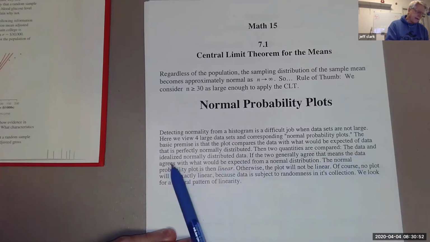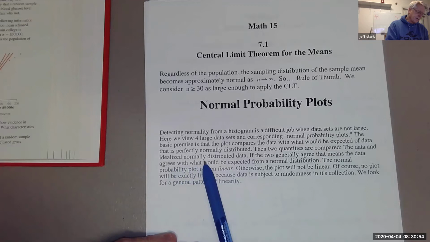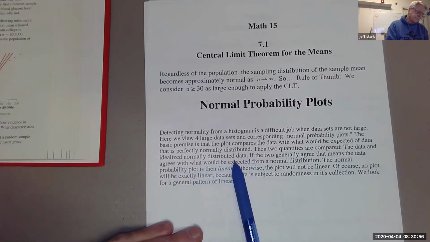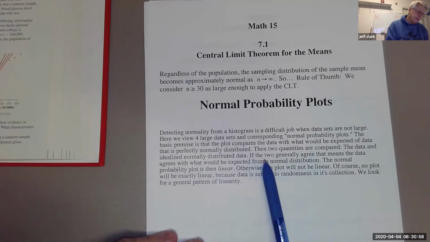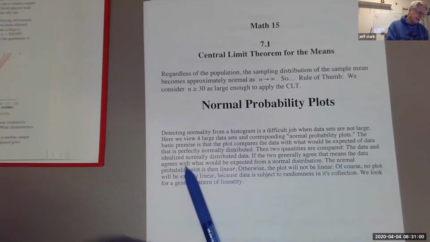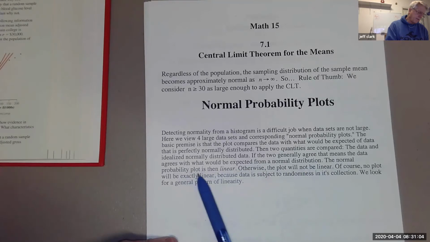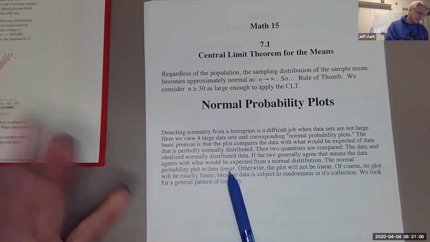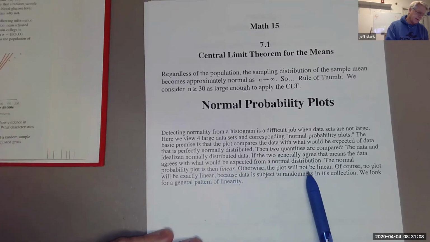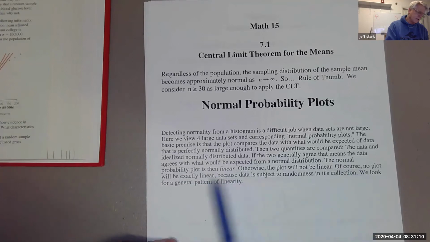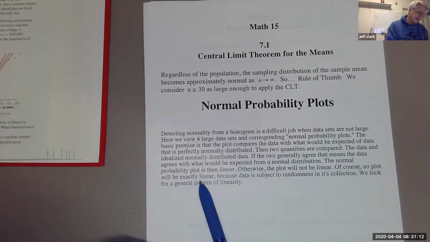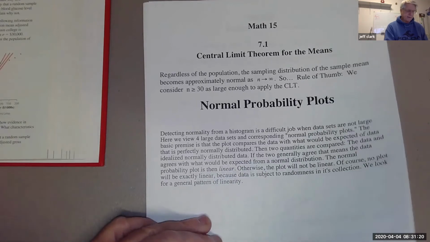The data and the idealized normally distributed data, that's what's being compared. If the 2 generally agree, that means the data agrees with what would be expected from a normal distribution. The normal probability plot is then linear. Otherwise, the plot would not be a line. Of course, no plot would be exactly a line because you can't connect the dots. They will not be exactly lined up. So we just look for patterns.